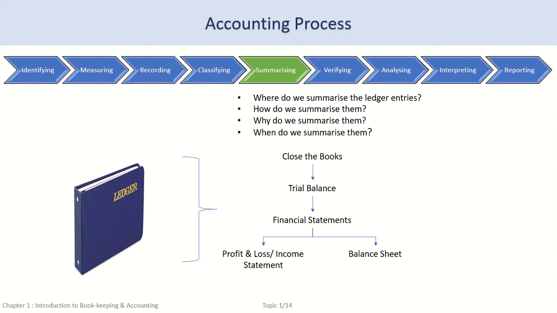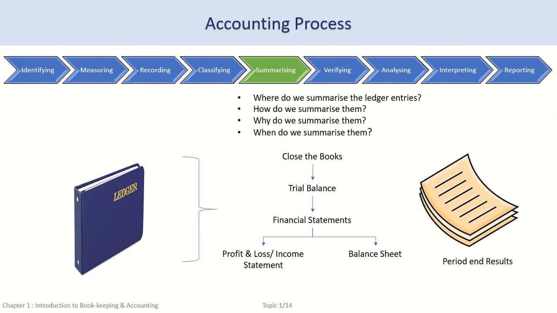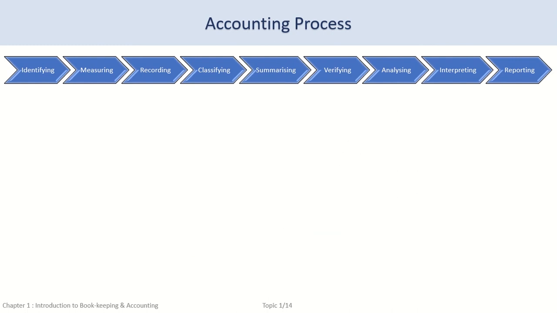When do we summarize them? Summarizing is usually done at the period end to get the period end results. The main accounting period is a financial year. However, companies usually come up with quarterly results, which means that they close the books every quarter to get the quarterly results and finalize the results for the entire financial year at the financial year end. The financial year end results are termed as the annual results. The next step, that is step 6 of the accounting process, is verifying.